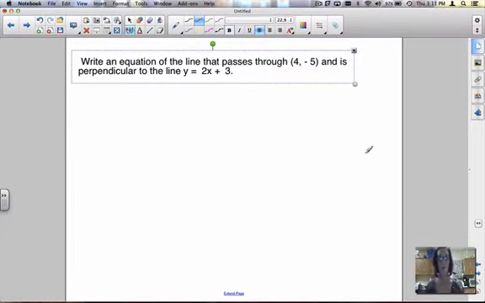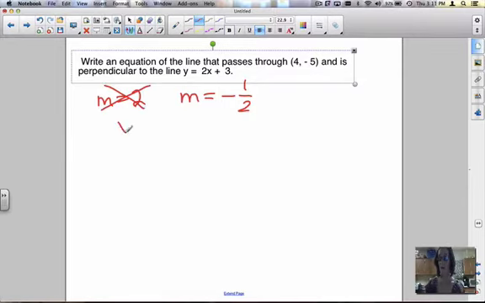All right, now to do perpendicular lines. Write an equation of the line that passes through (4, -5) and is perpendicular to the line y = 2x + 3. So if the slope is 2, my perpendicular slope is going to have to be -1/2. So again, it's opposite sign, flip the number. So I'm no longer using that as a slope.